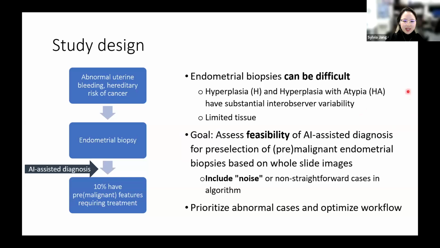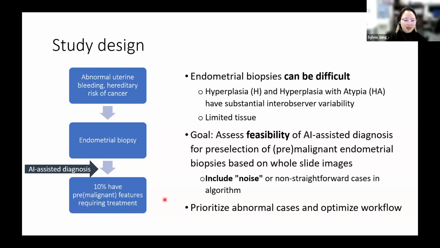The basis of their study was to see how they can approach endometrial biopsies. Endometrial biopsies can be a significant portion of a gynecologic pathologist's workload, especially since making diagnoses like hyperplasia and hyperplasia with atypia can be very difficult, with significant variability between pathologists. Plus, there's limited tissue in the biopsy. So their goal was to design an AI program to pre-select those atypical cases, those potentially pre-malignant endometrial biopsies, prioritize their workflow and look at those abnormal cases.